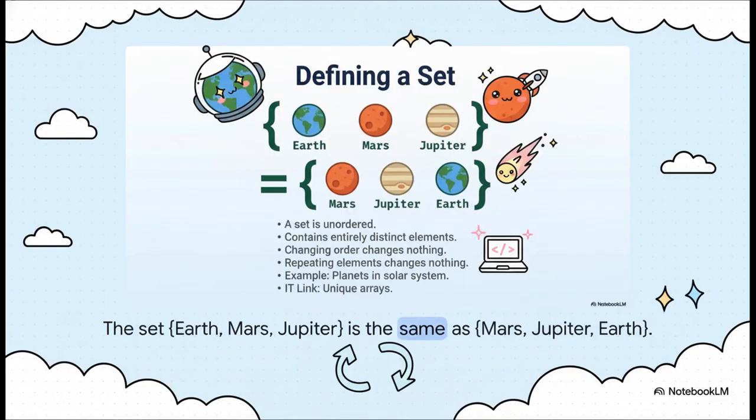Okay, this slide perfectly illustrates our two rules. First, the elements have to be distinct. I mean, you wouldn't list Earth twice in a set of planets, right? That wouldn't make sense. Second, the order is totally irrelevant. The set Earth, Mars, Jupiter is the exact same set as Mars, Jupiter, Earth.